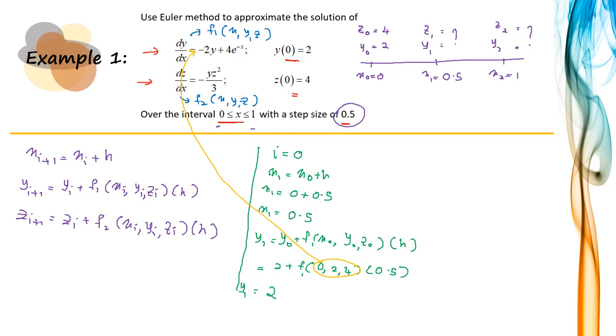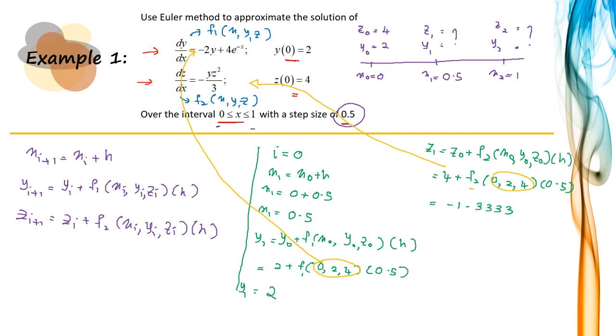Now continue with z. So z1 is equal to z0 plus f2(x0, y0, z0) multiplied with h. So z0 is equal to 4 plus f2 with x0 equal to 0, y0 equal to 2, z0 equal to 4, multiplied with 0.5. So now we substitute these values 0, 2, and 4 into our function f2. Where is our f2? Equation number 2 becomes our f2. So I substitute, multiply with 0.5 and then add 4. So my z1 is equal to negative 1.3333.